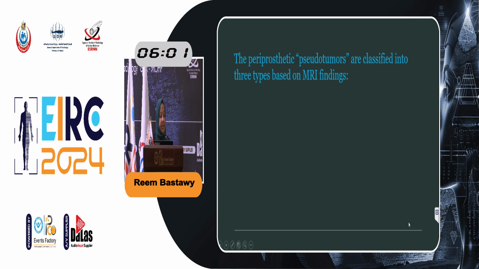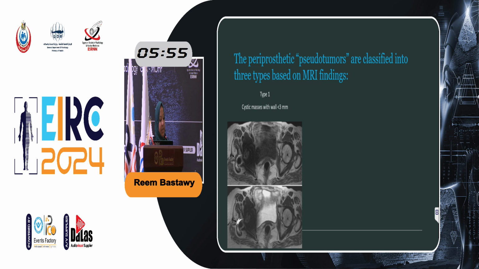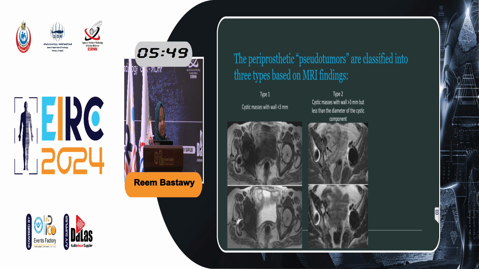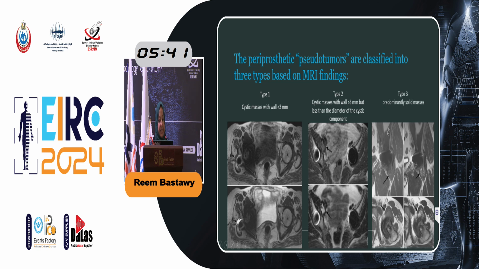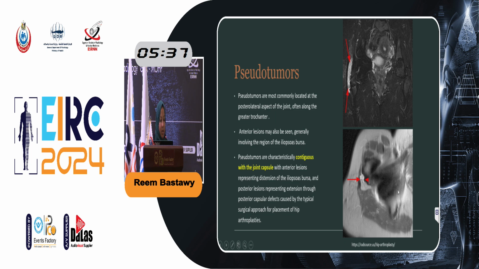The periprosthetic pseudotumors or reactive masses are classified into 3 types based on the MRI. Type 1 are cystic masses having a thin wall less than 3 mm. Type 2 are cystic masses with a thicker wall exceeding 3 mm but less than the diameter of the cystic component. And type 3 are predominantly solid masses.